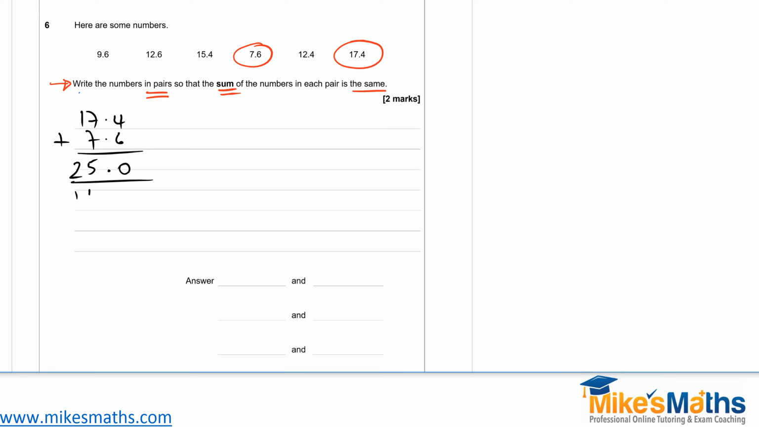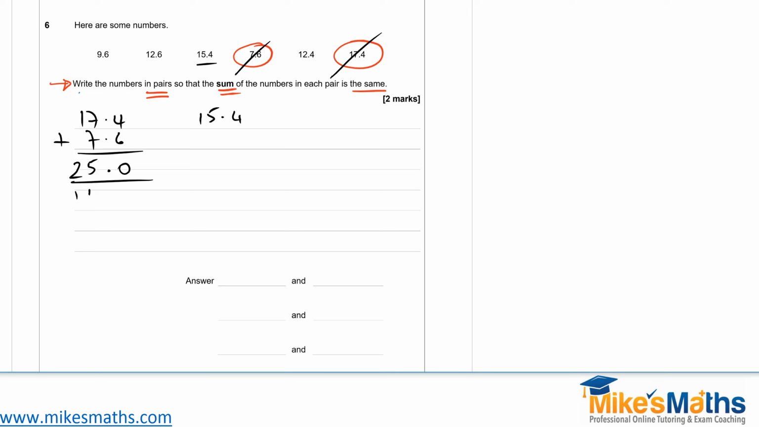Now again an exam technique. We've used 17.4 and we've used 7.6, so cross them out, but just do it with a pencil, because then you could rub it out later if you needed to. We're just crossing them out so that we don't make a silly mistake and use them again. All right, what's the next biggest number? Well, the next biggest number is 15.4, that's that one.